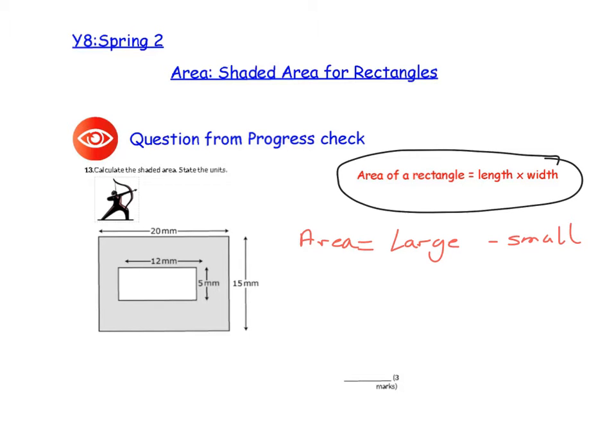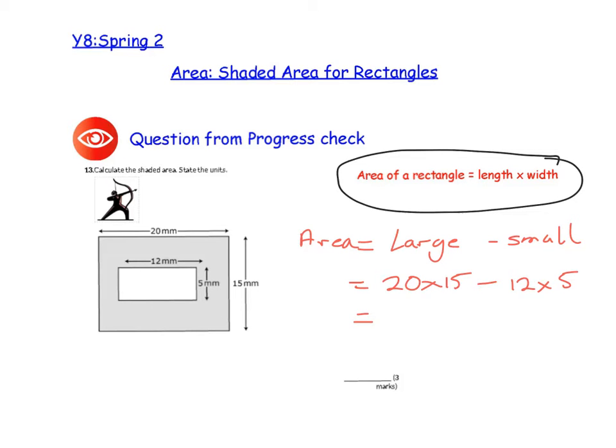Now we can work out the area of the large rectangle. Using our formula above, the length is 20 millimeters, the width is 15 millimeters, and the small white rectangle inside is 12 millimeters by 5 millimeters. I'm going to take that away. Now we do the calculation.